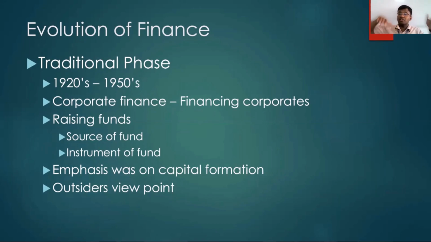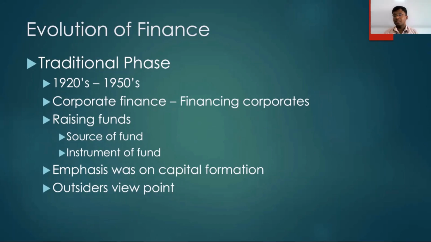You have the Industrial Revolution taking place, going through certain phases. You had at first mass production, then you had assembly line production. All this coming into the picture. So with that, the traditional phase of finance came into existence, which existed between the 1920s to 1950s.